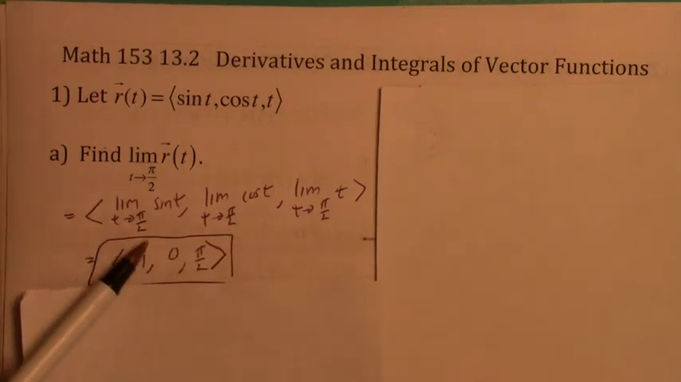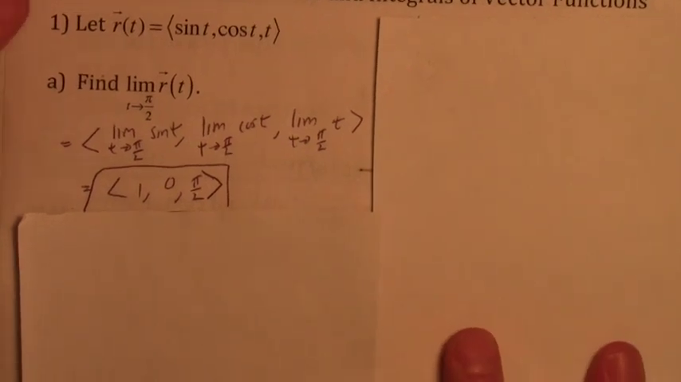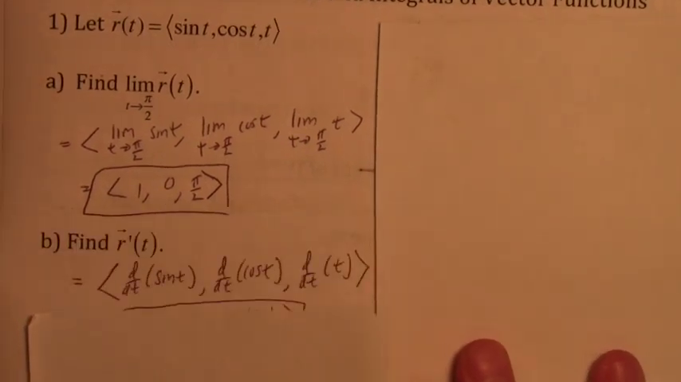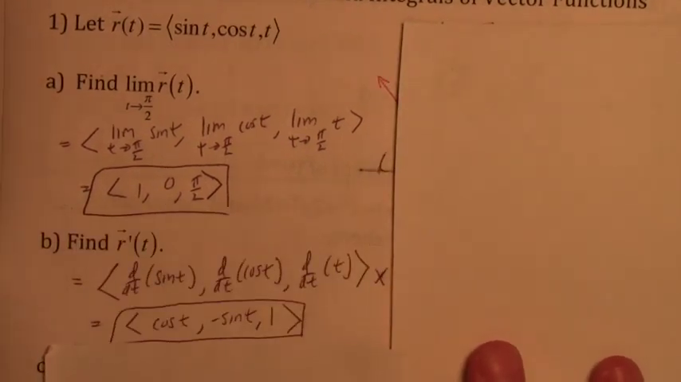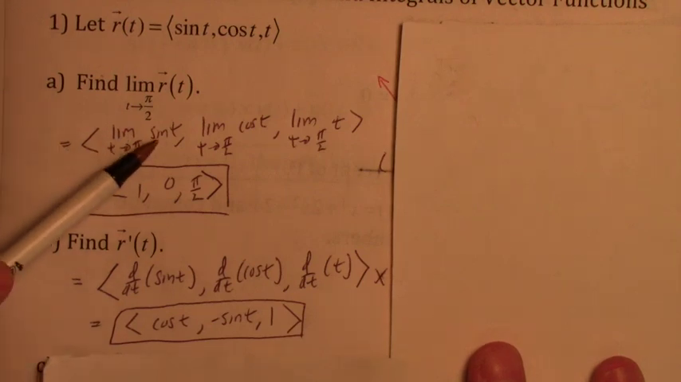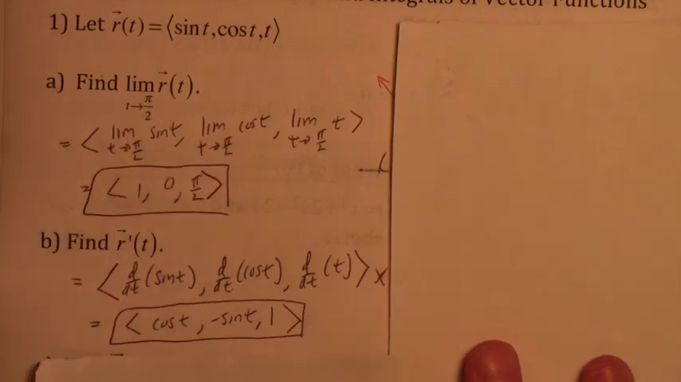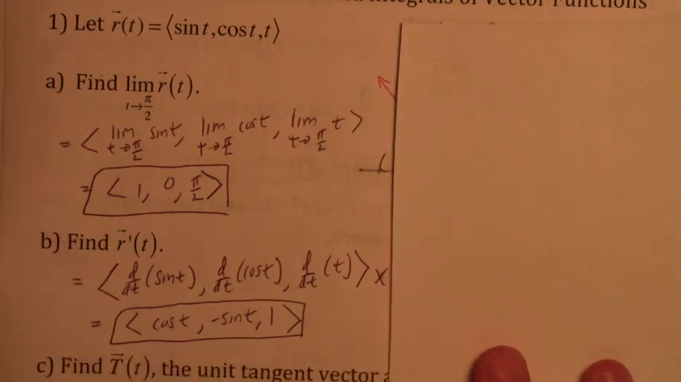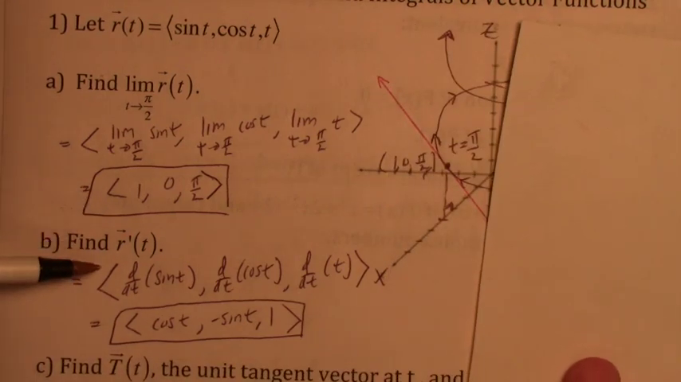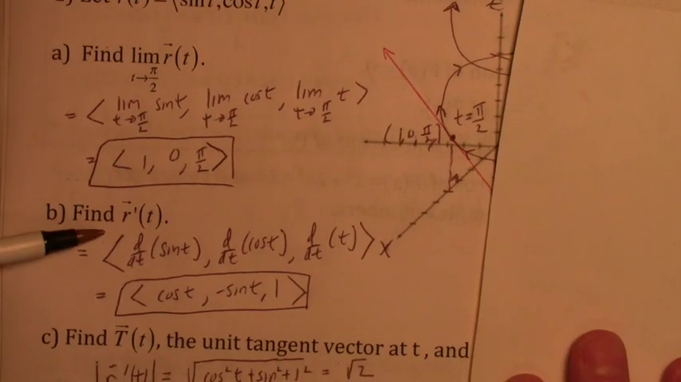So the first one gets close to 1, the second one gets close to 0, and the third one gets close to pi over 2. So this limit exists, doesn't it, as t goes to pi over 2. The derivative? Well, the derivative, same story. You basically take the derivative of each component function. As long as they all exist, then we say that the derivative exists. This would be the derivative function, r prime of t.